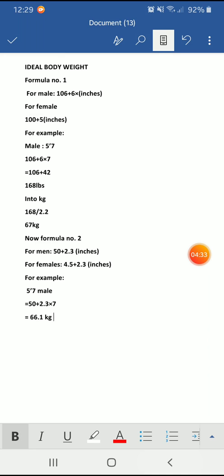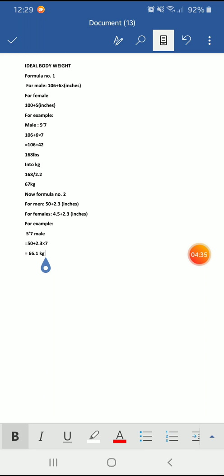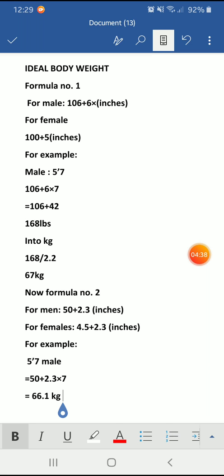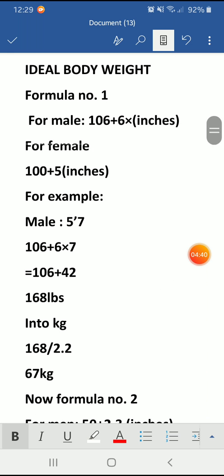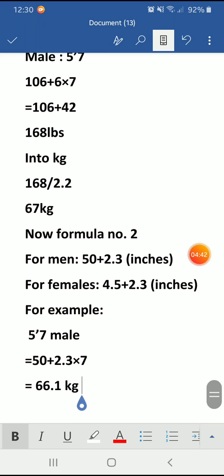So here is how you can find the ideal body weight of a person. Formula number one is this. And formula number two is this.